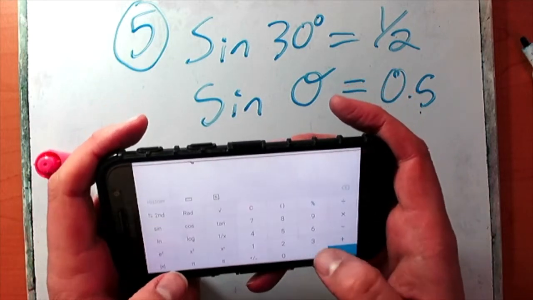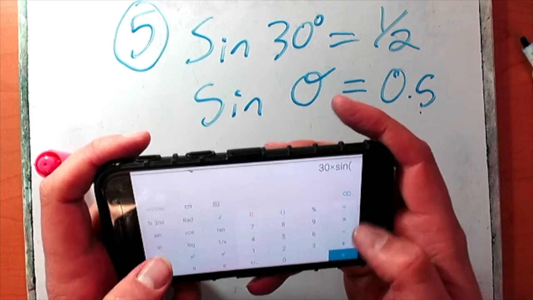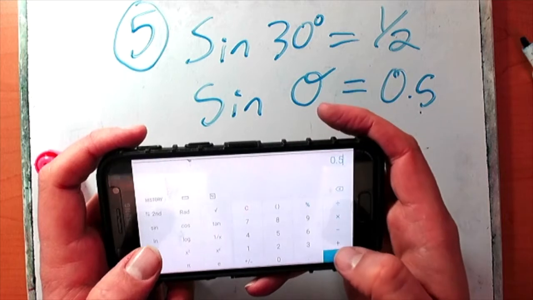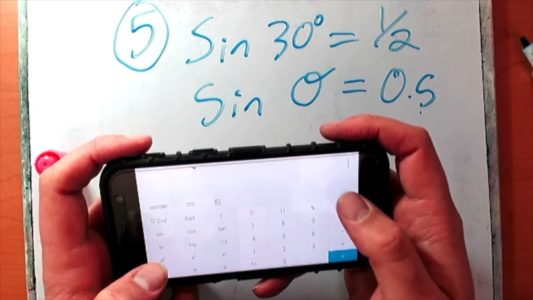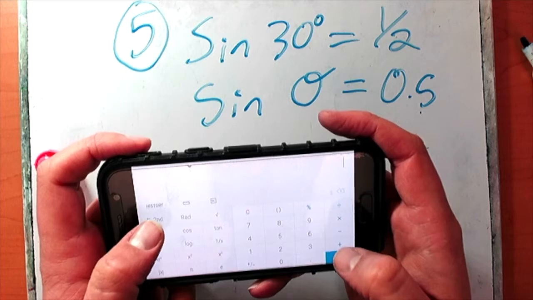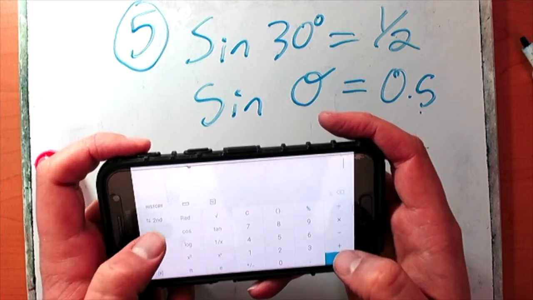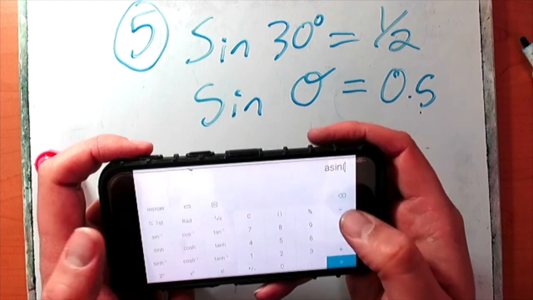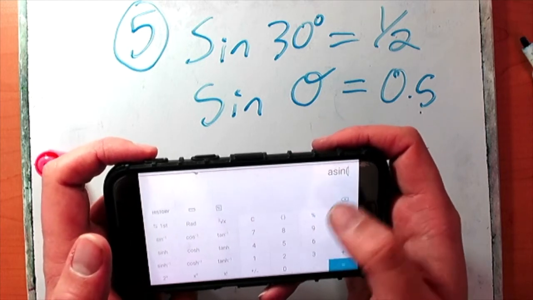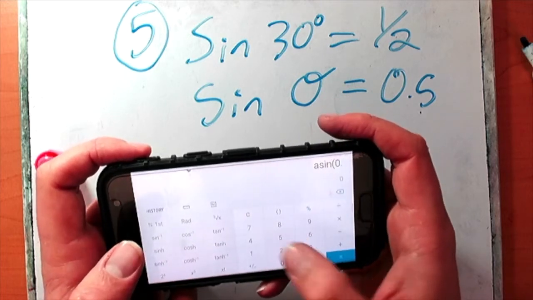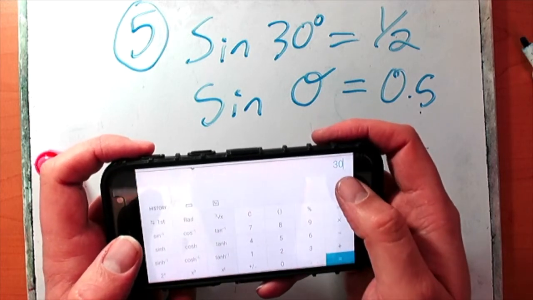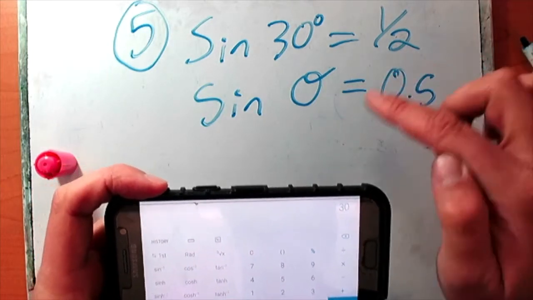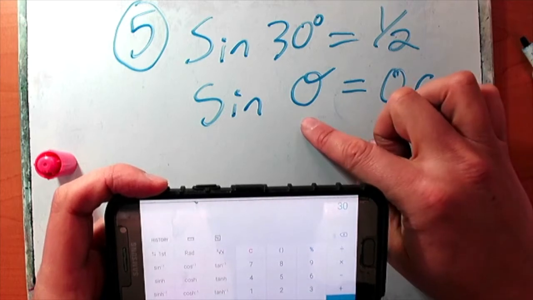And so normally I would just do sine of 30, and it would be 0.5. Okay, cool. But what if I need to go the other way? Well, then I do this thing called second sine. It says sine to the minus one. It's the opposite. And if I put 0.5 in there, that gives me 30. So second sine of this number gave me the angle.